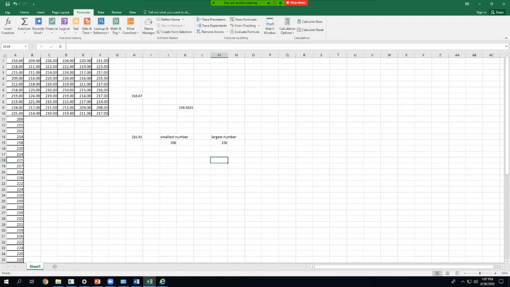So to write the bins, let's see here. I'll start with 208. 208 will be in the center. I can say 208 minus 1.5, which should be 206.5. And then 206.5 plus 3 is 209.5. And this plus 3.5. And I can select these, and if I drag these, it will auto complete. Okay, so then I constructed the bins.